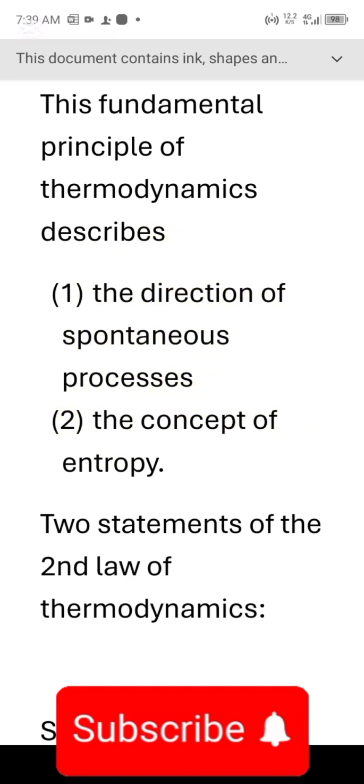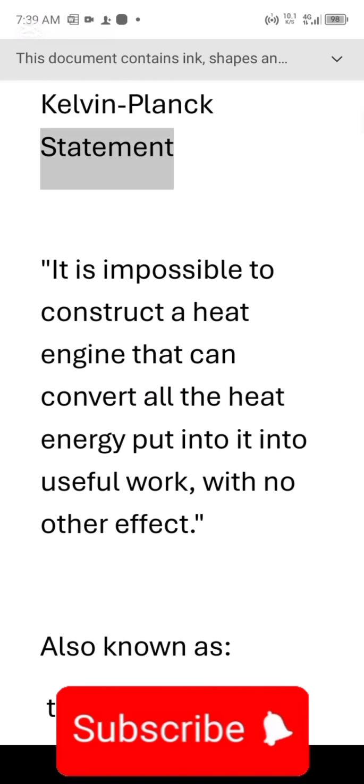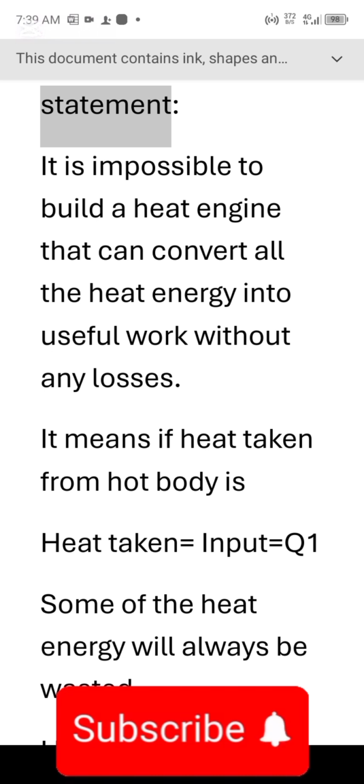Statement 1, Kelvin-Planck statement. It is impossible to construct a heat engine that can convert all the heat energy put into it into useful work with no other effect. It is impossible to build a heat engine that can convert all the heat energy into useful work without any losses. It means if heat taken from a hot body, heat taken equals input equals Q1.